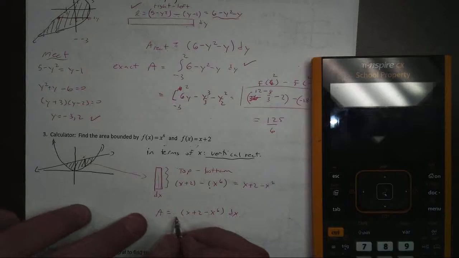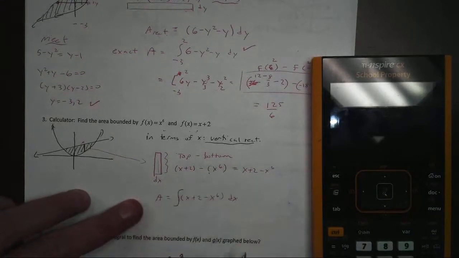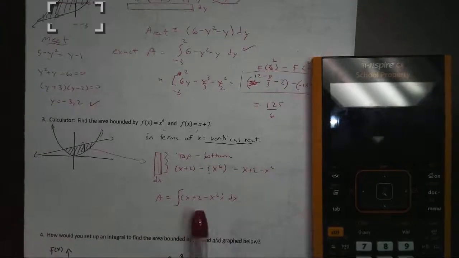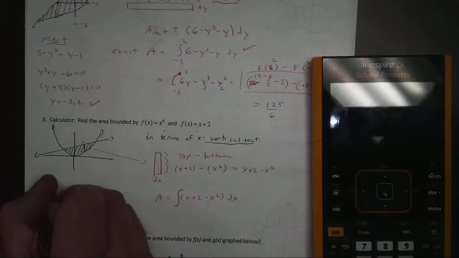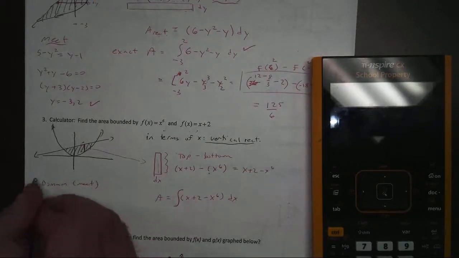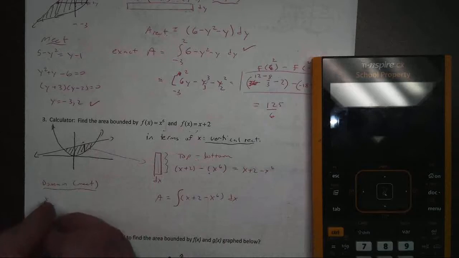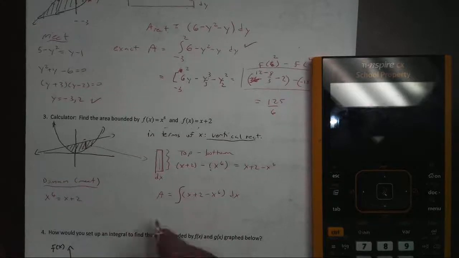And that's for one rectangle. Remember, to get them all, we are going to integrate this. Now again, you can get points for this, but there's still something I'm missing. I'm missing my domain. I'm missing where they meet. So to do that, I set them equal to each other, like so. Now, unfortunately, I can't solve this by hand, but I have my calculator.